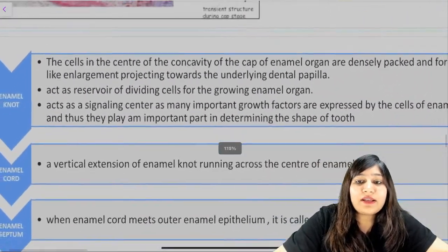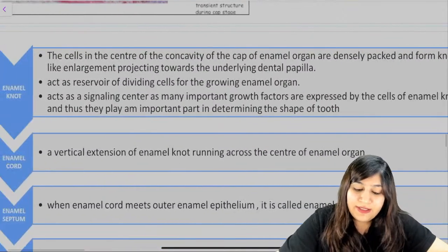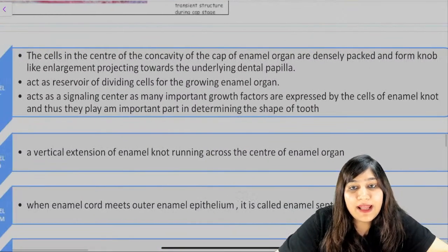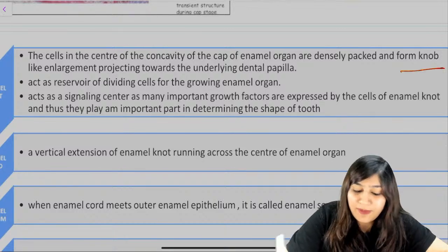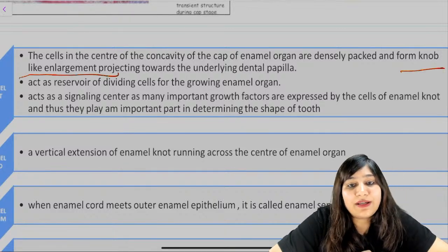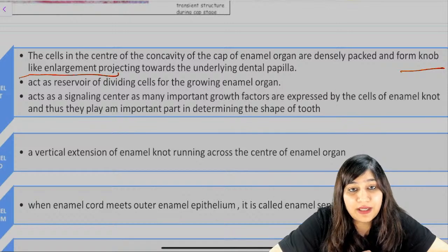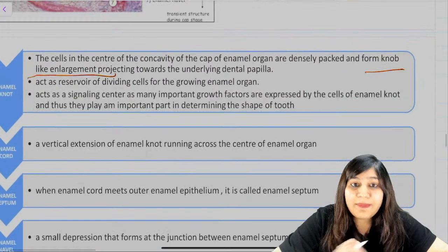In this slide we can easily see cells in the concavity of the cap of the enamel organ are densely packed and form a knob-like enlargement towards the dental papilla. These are our enamel knot.